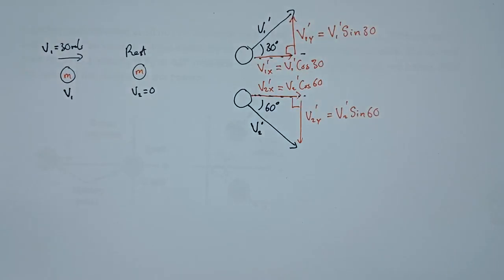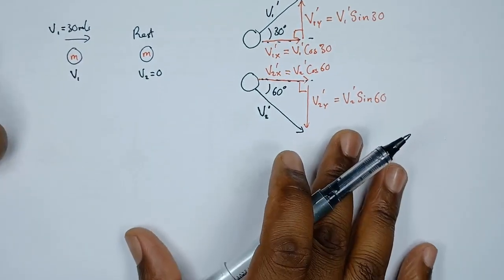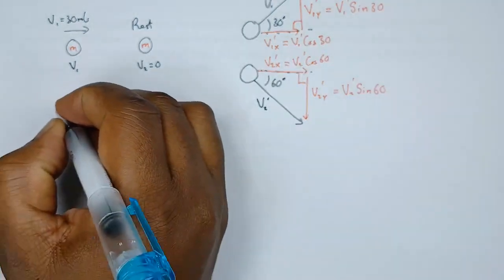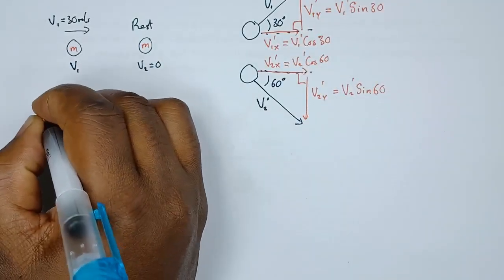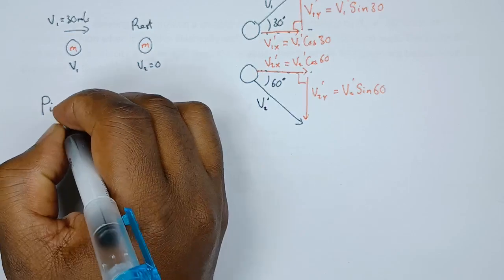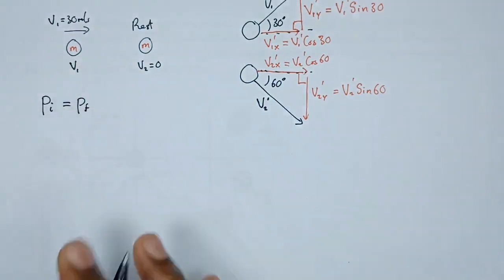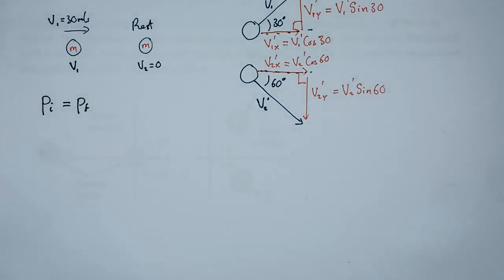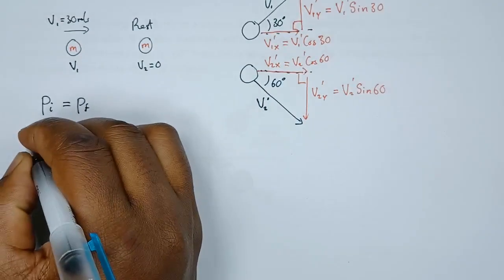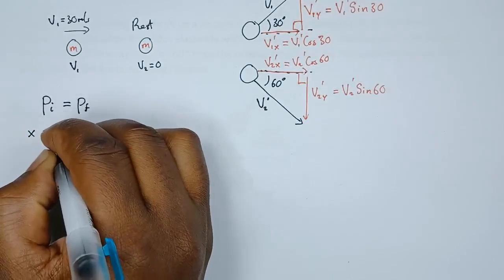So now the next thing we're going to do is say, since momentum is conserved in all collisions, the initial momentum is equal to the final momentum. And of course, this is the summation of all momentums before collision and after collision. So let's start with the x-axis.